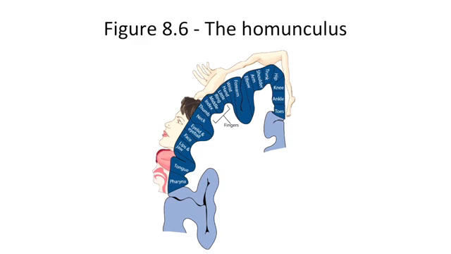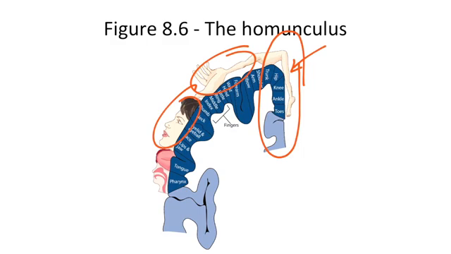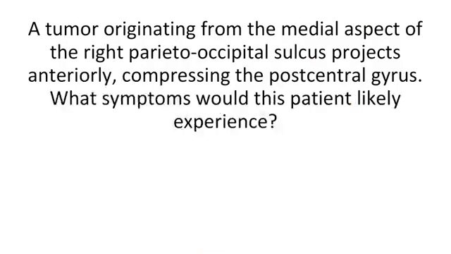For example, this image shows us that the medial aspect of the gyri are responsible for producing movement and sensation in the legs, because there's a leg right here. As we move more laterally, we can see that the arm, the face, the tongue, and the upper GI tract are all represented by these regions of the precentral and postcentral gyri. Okay, so now we're going to do another question.